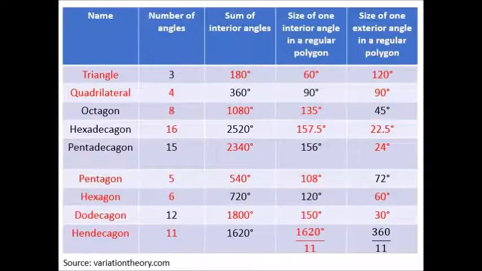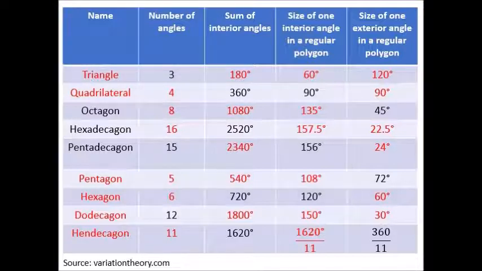The sum of the interior angles therefore is 8 lots of 135, which gives us 1080. The hexadecagon, well, we could find the number of sides inside this hexadecagon if we didn't know that this was a 16-sided shape by doing 2520 divided by 180. That would give us 14, and the number of sides is always 2 more than that. If you need a recap on that, then please see the video on interior angles.